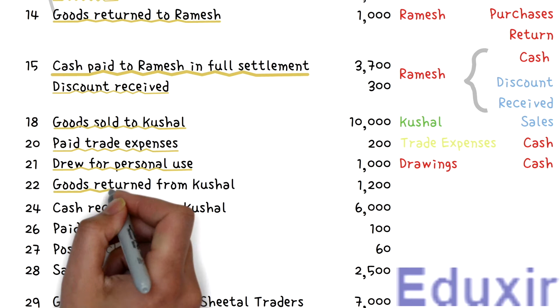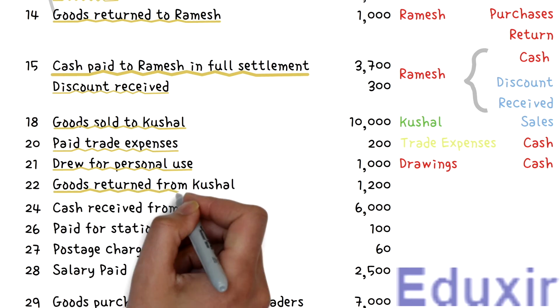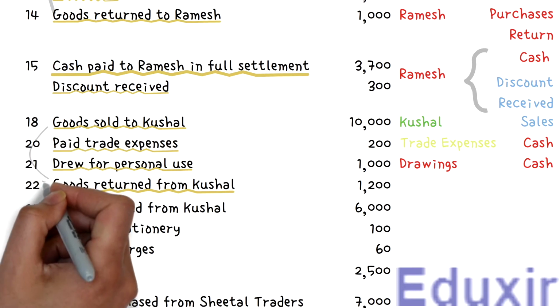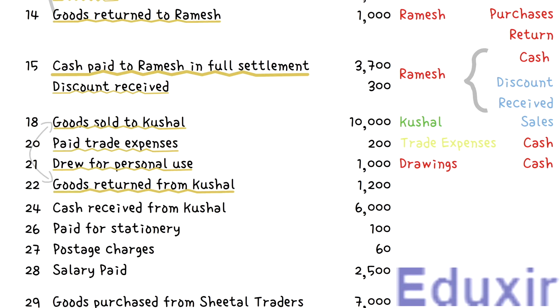In this transaction, the customer Kushal is returning goods worth 1200 rupees to the business. Note that this transaction is related to the transaction done on 18th April, wherein the business has sold goods worth 10,000 rupees to the customer Kushal. The customer Kushal is now returning goods worth 1200 rupees to the business. As you know, the goods returned by the customer reduces the amount to be received from the debtors. This is because the customers don't have to pay for the returned goods. This means that the debtor asset of the business is decreasing in this transaction.